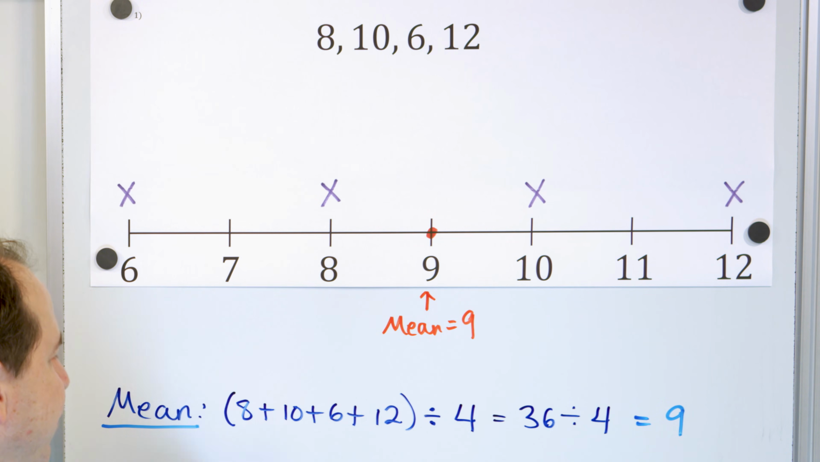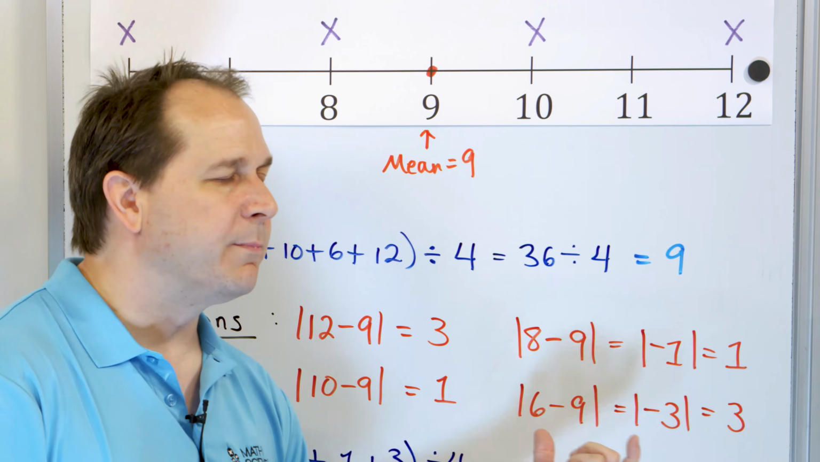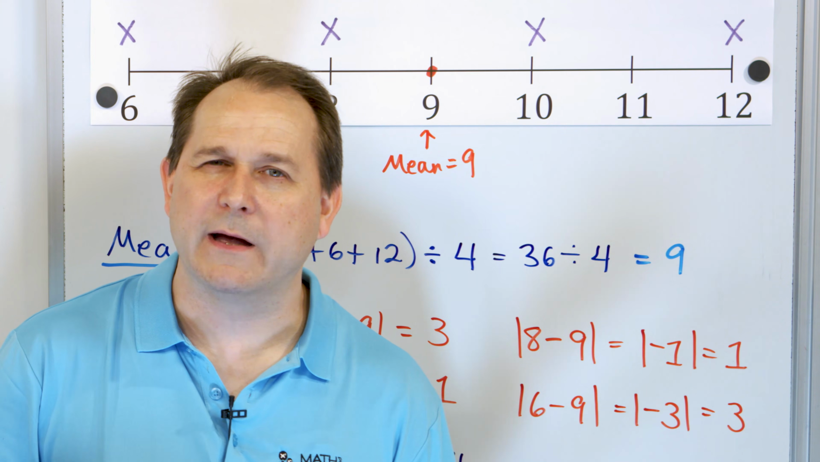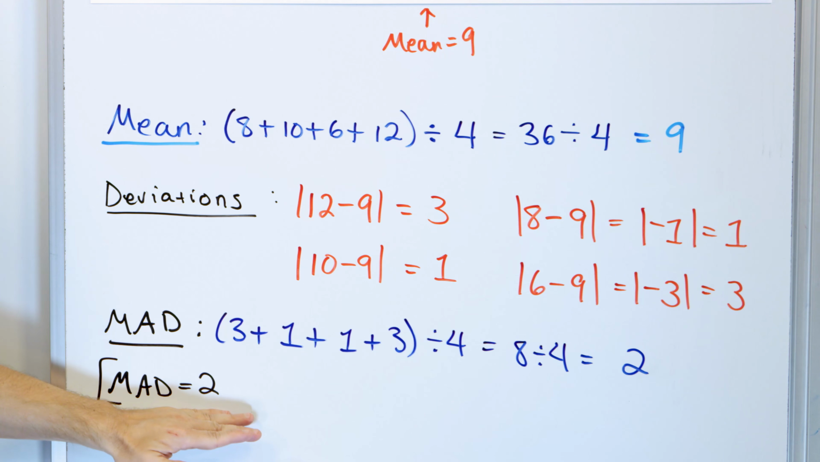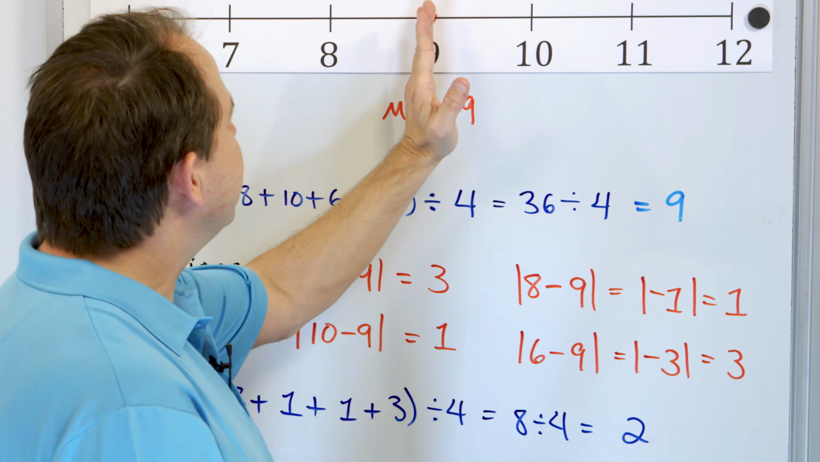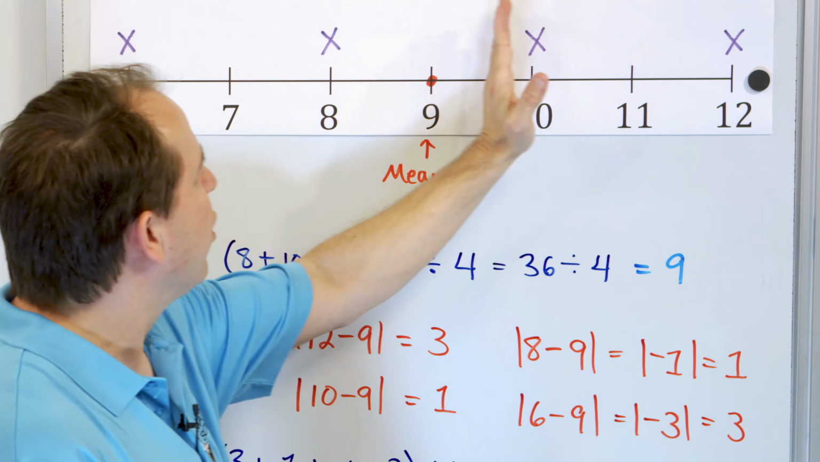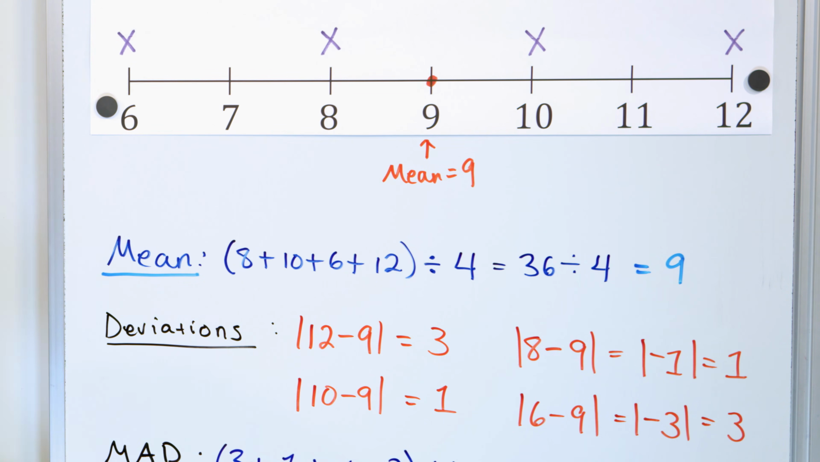It's a mean average deviation because remember, half of the points were below the mean and half of the other points were above. So when we get a mean average deviation of 2, it means that within plus or minus 2 of the mean, we should have the majority of our data.